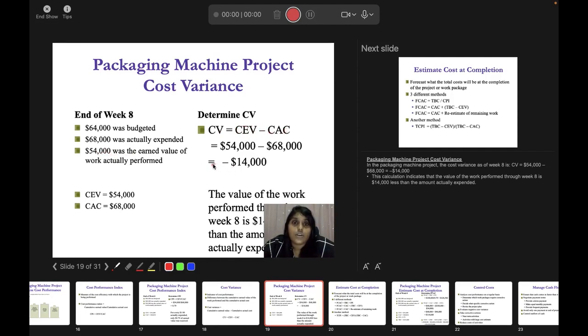So your cost variance would be negative 14,000. That means your performance is lacking negative 14,000 in week 8. You have used a lot of money, but your earned value is only 54,000, and that means your cost variance is negative 14,000. That means your project is not up to the level by 14,000. You are still lacking negative 14,000 for week 8.